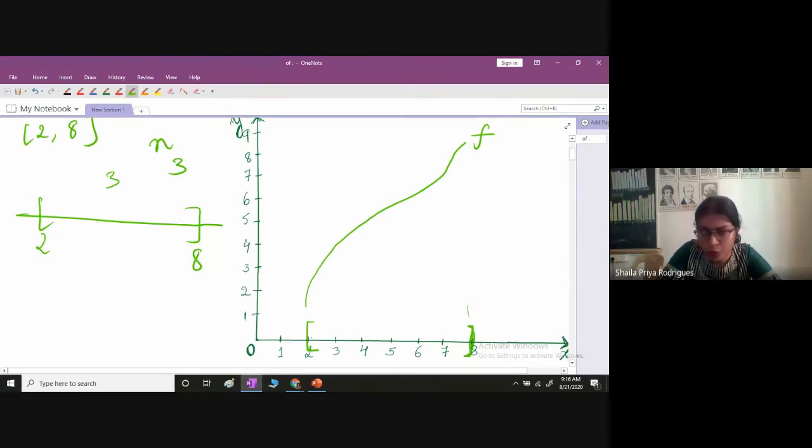I have to choose 2 points, right? That may be 3 and say 5. If I choose 3 and 5 as 2 intermediate points, I'm going to get 3 subintervals: 2 to 3, 3 to 5, and 5 to 8. Then I can draw rectangles above them and try to approximate the area. That's the idea that we're going to follow.